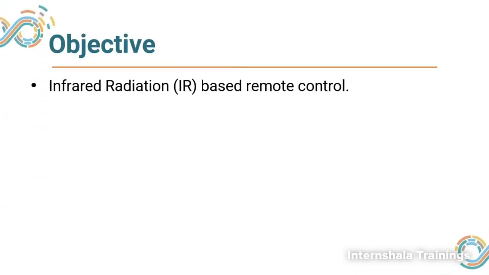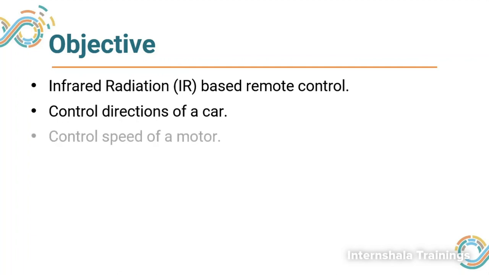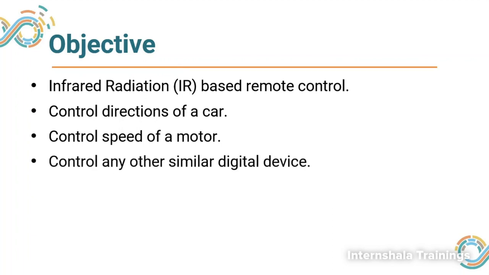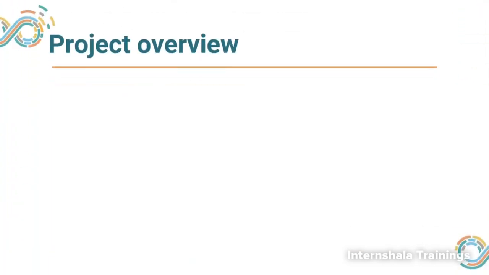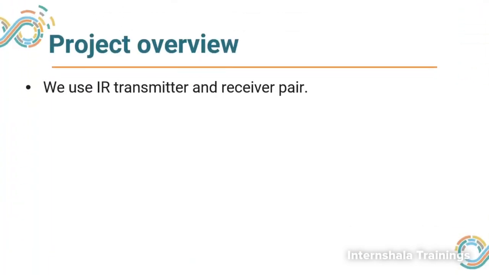As an objective, we are going to study IR or infrared radiation based remote controls. These can be used to control the direction of a very simple toy car. They can be used to control the speed of a DC motor. They can control any other digital device or even your home appliances. So, what are we going to have?